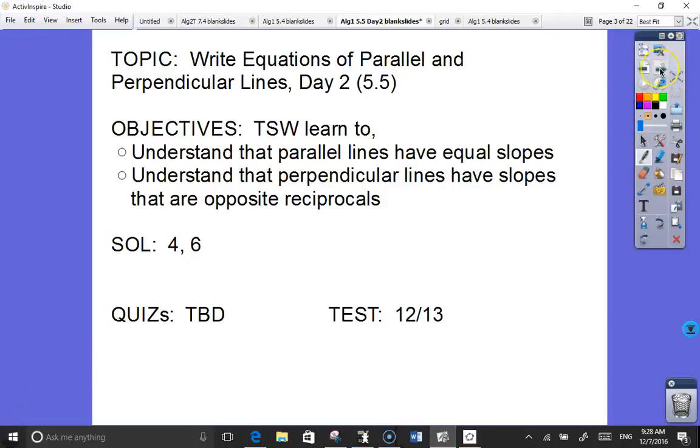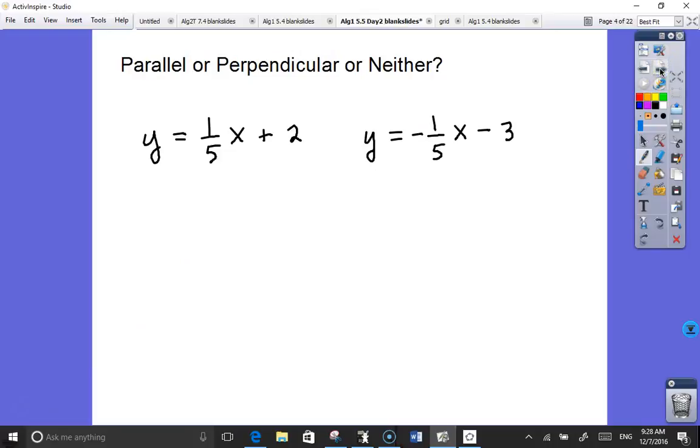Okay, parallel and perpendicular lines. Are those two lines parallel, perpendicular, or neither? Neither. Okay? So, again, if they're parallel, they have to be exact. It's not enough if they're opposites, right? So they're not parallel.